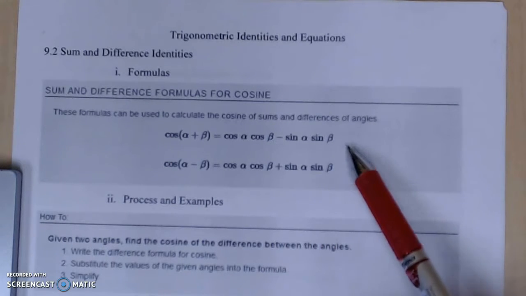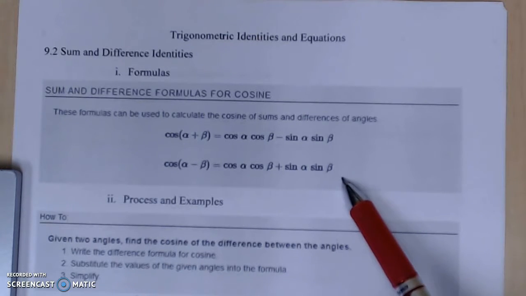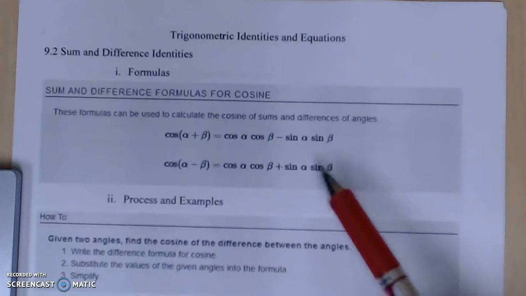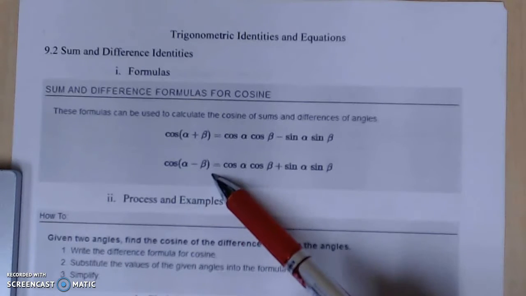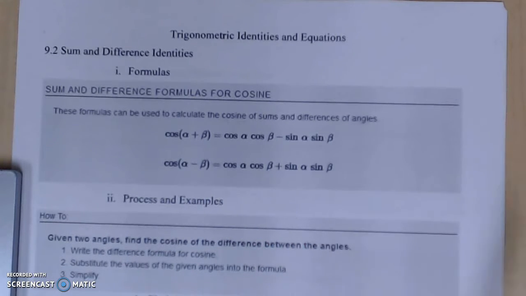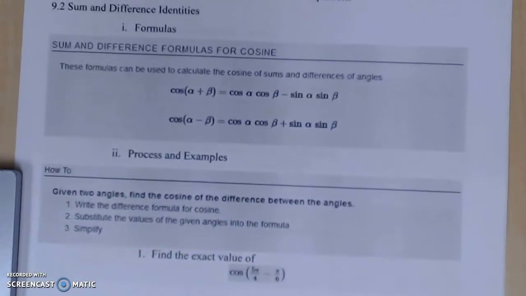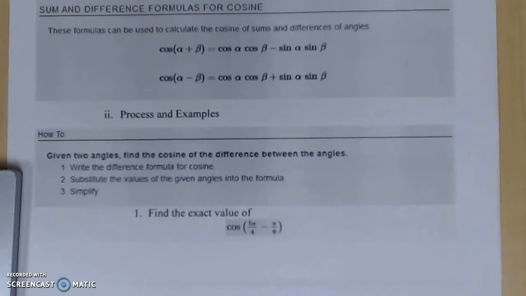Here are our 2 identities. Hopefully you've printed off these notes before we got started, or you're jotting them down as we go. Pause this video when you need to. Cosine of alpha plus beta, we can see how it's broken down. And cosine of alpha minus beta, we can see how it is broken down. For each of these sum and difference functions, I want to identify the identities or formulas, show you a process, and then work through some examples. At the end, we're going to put it all together. So here are the 2 identities we first get for the day, and here's our how-to. How are we even going to use these?